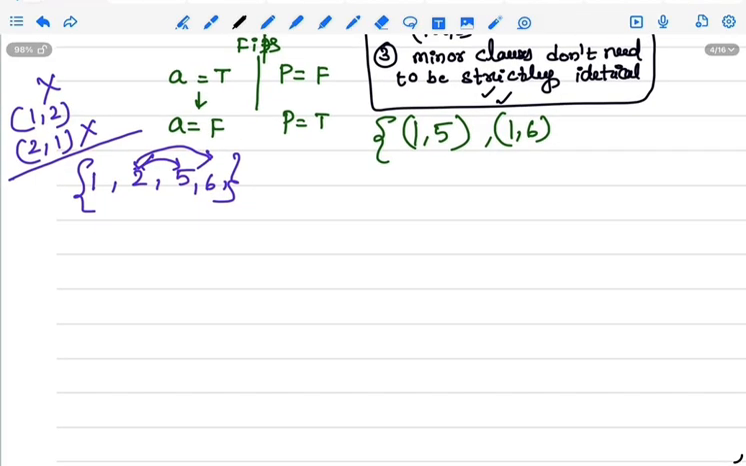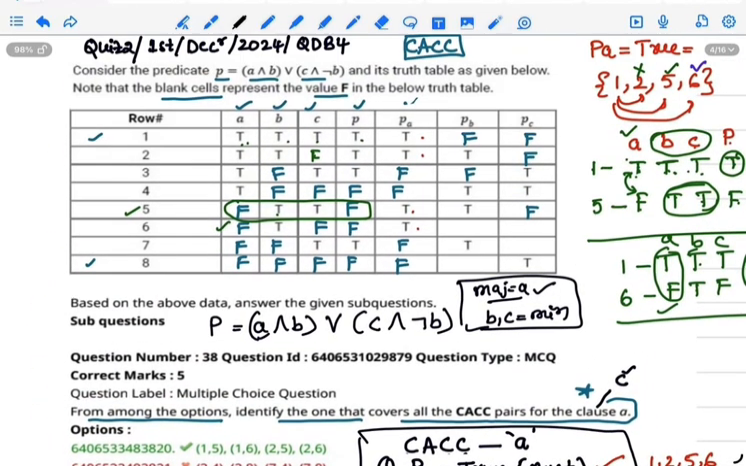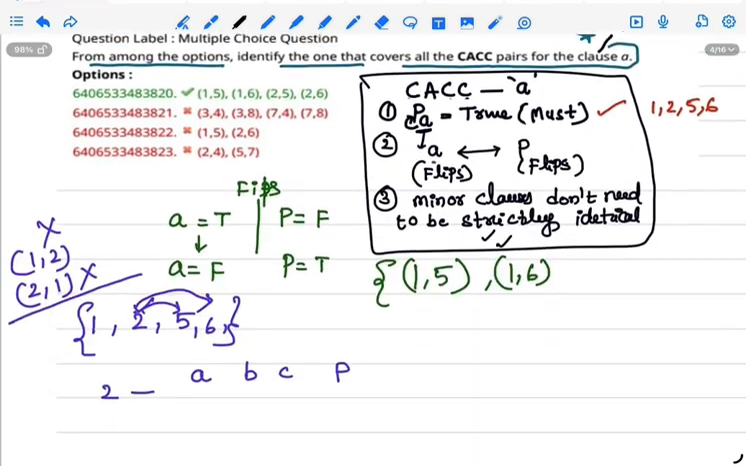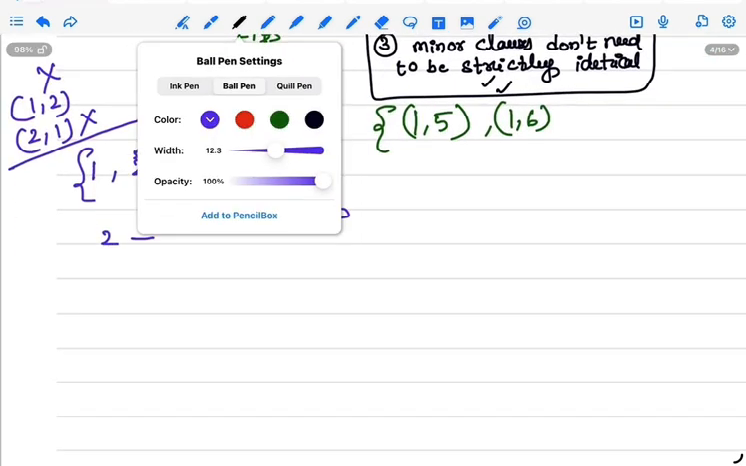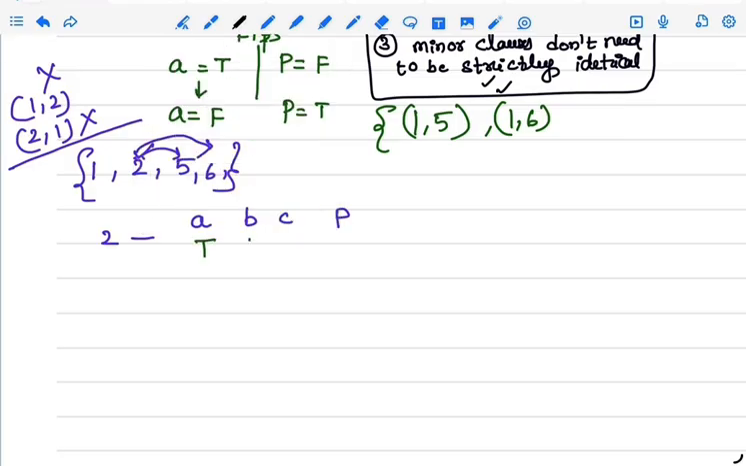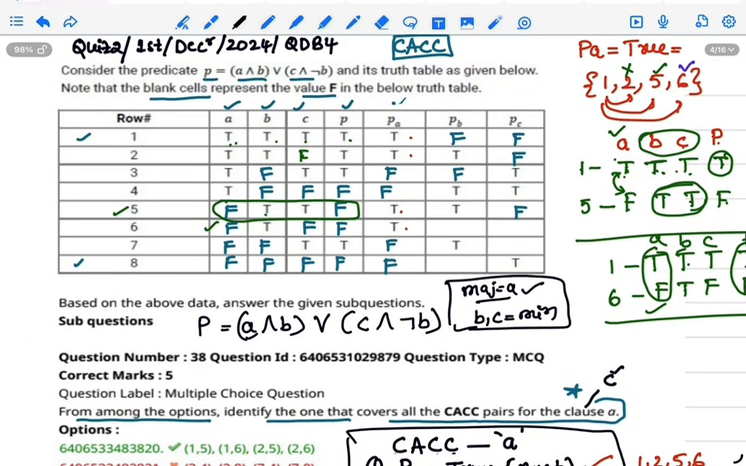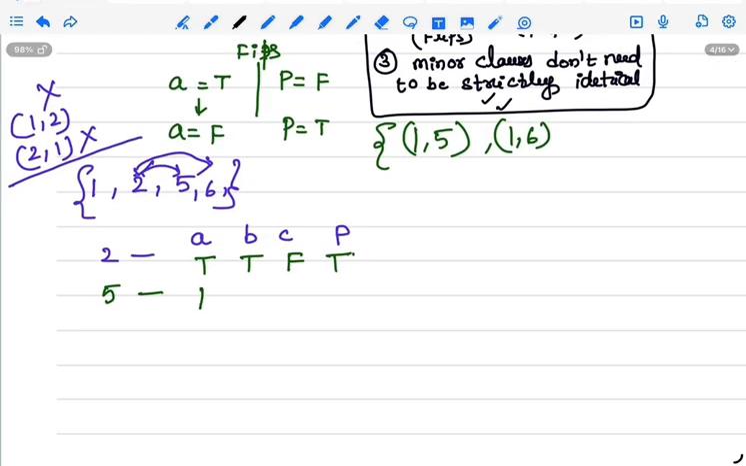Okay, what is the 2 value? A, B, C and predicate, right? First 2 is true, true, false, true. And 2 with 5, we check with 5. What is the 5? False, true, true, false.